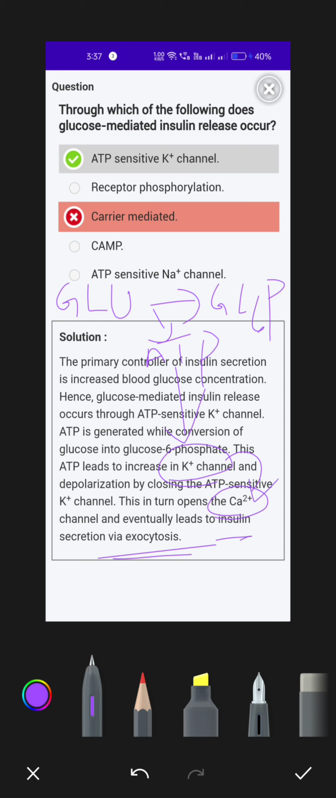So I just want to tell you, glucose mediated insulin release is by the ATP sensitive potassium channel, whereas glucose transport in the placenta is by facilitated diffusion.